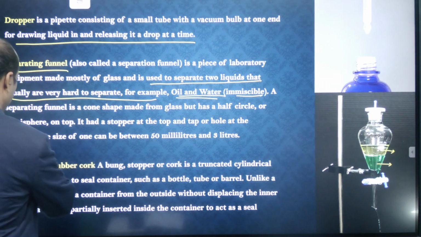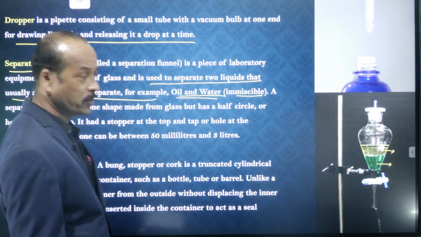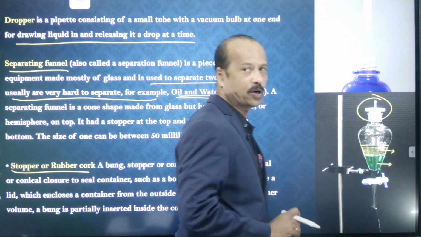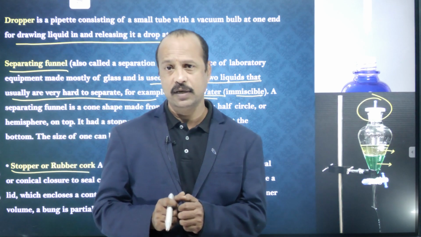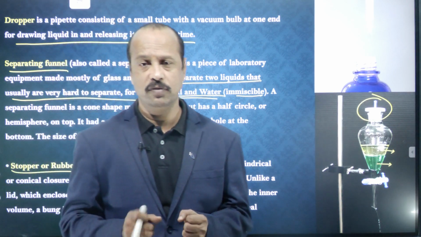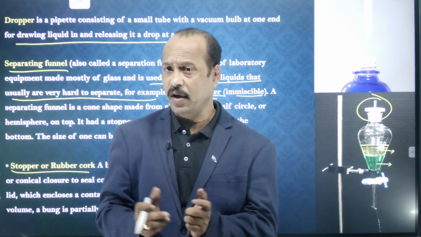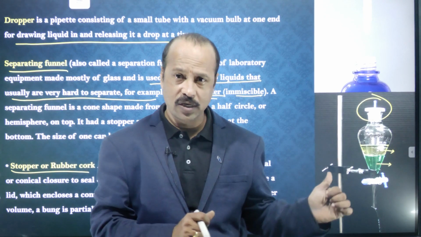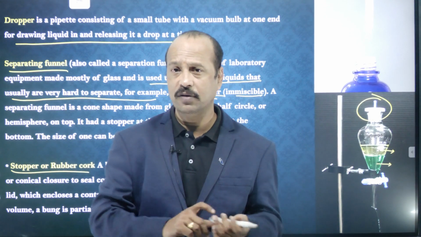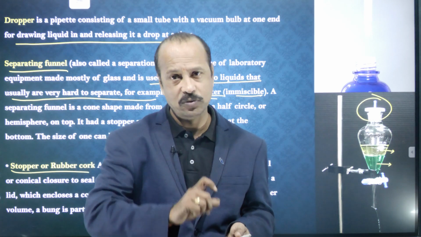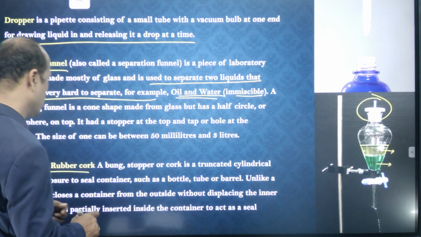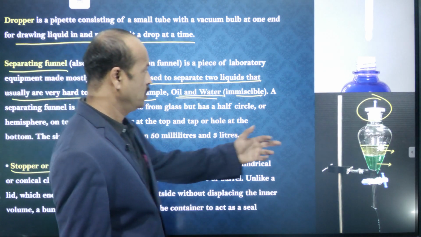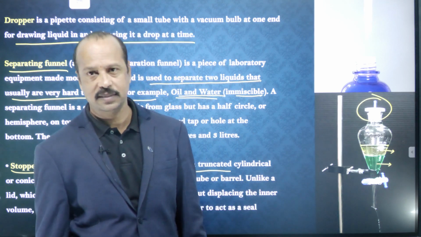Then come to the stopper or rubber cork. This you know. Here you can see we are closing it completely tight, like a lid. At home, after using something, you can close the lid. If you have a water bottle, you open it, drink some water, and then close it, right? Here also, whatever experiment we do, after that if you want to close it, we can close it by using the stopper, or rubber cork we can also say. The bung, stopper or cork is used to close cylindrical vessels.